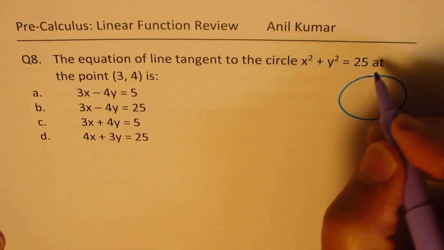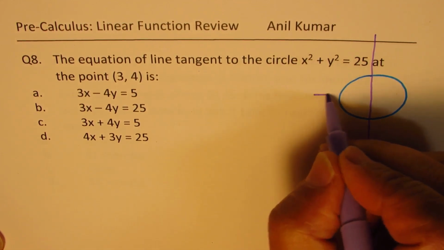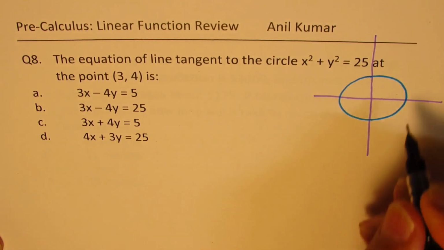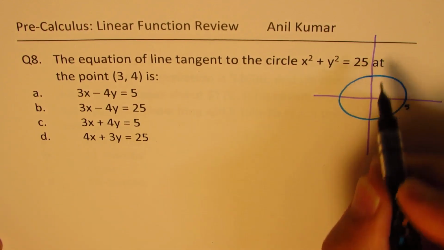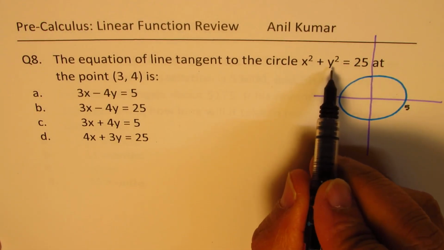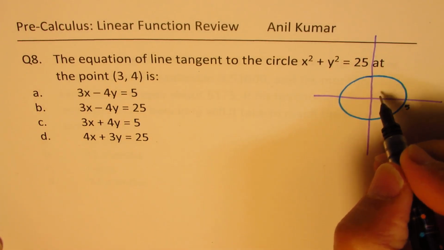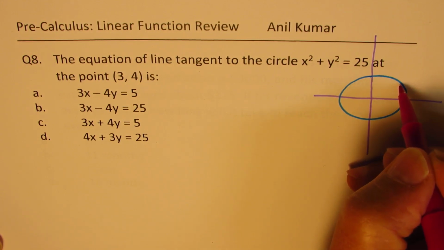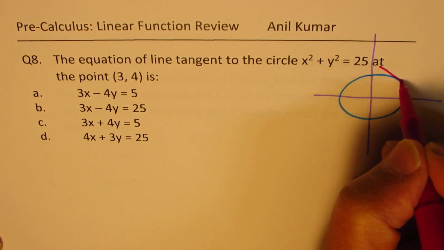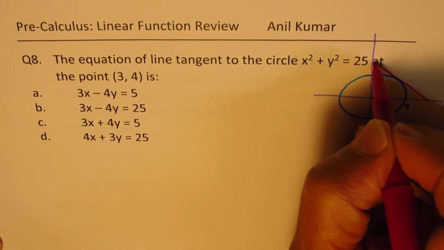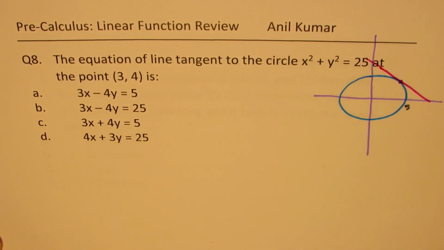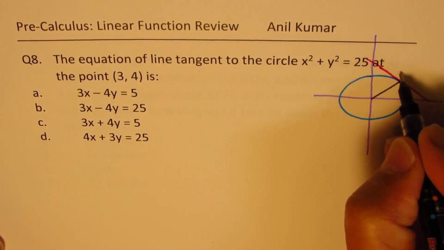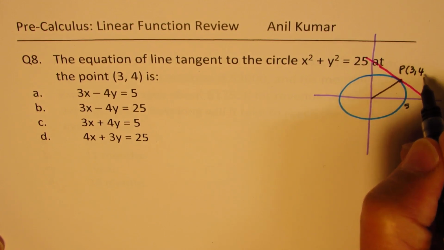So here is a circle, right? So this circle x squared plus y squared equals 25 will have a radius of 5, right? Any point on this should satisfy this equation. The point (3, 4) does. So (3, 4) will be somewhere here, right? So a tangent means kind of like this. We need to find the equation of this line, right? So let us say that the point here is point P, which is given to us as (3, 4).